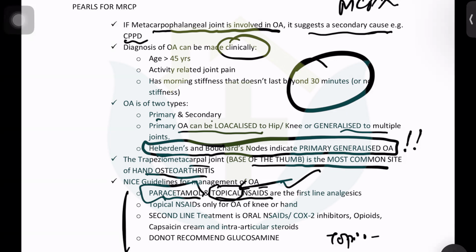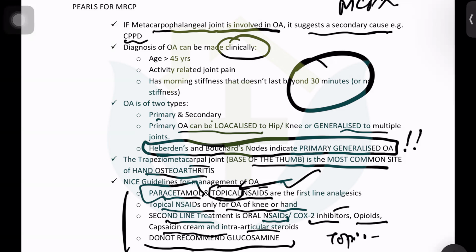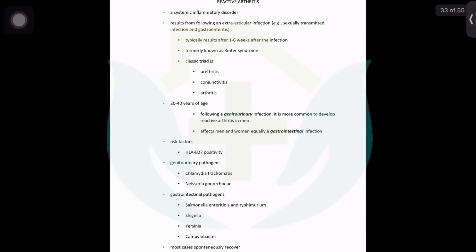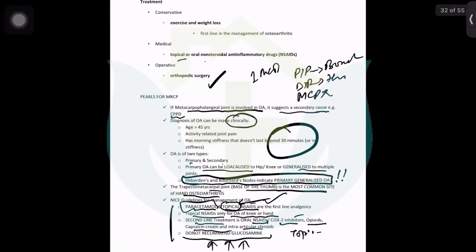Okay? Topical NSAIDs are only for osteoarthritis of the knee or hand. Second line treatment is oral NSAIDs, where diclofenac will come. So first line is topical. Second line is oral. COX-2 inhibitors like etoricoxib, celecoxib, opioids, tramadol, capsaicin cream, and intra-articular steroid. Glucosamine is not recommended by NICE guidelines. Okay. That is osteoarthritis.